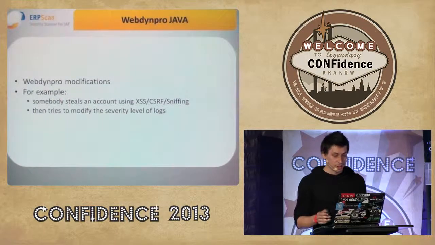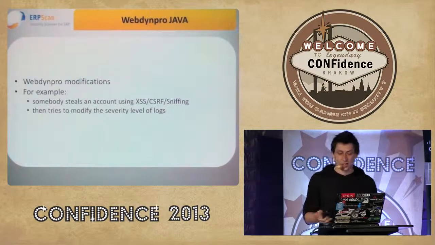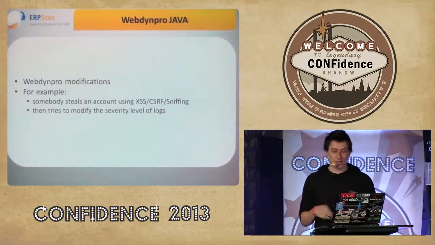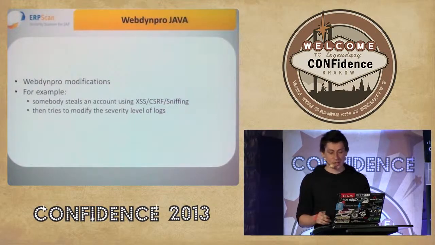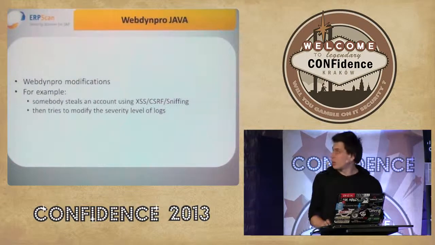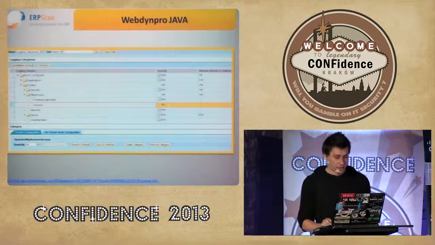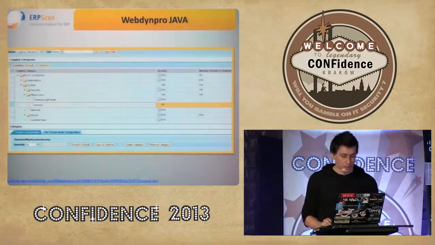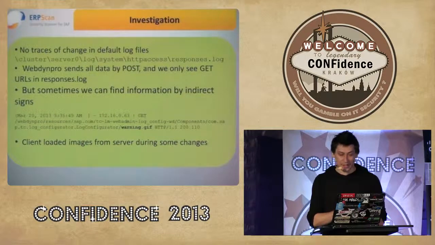Another vector. Somebody can steal an account using XSS, CSRF, sniffing or something like that and try to modify the severity level of the log. How can the administrator detect the attack after that? This is an example of how an attack can change severity. And it's a little trick for how you can detect attacks.